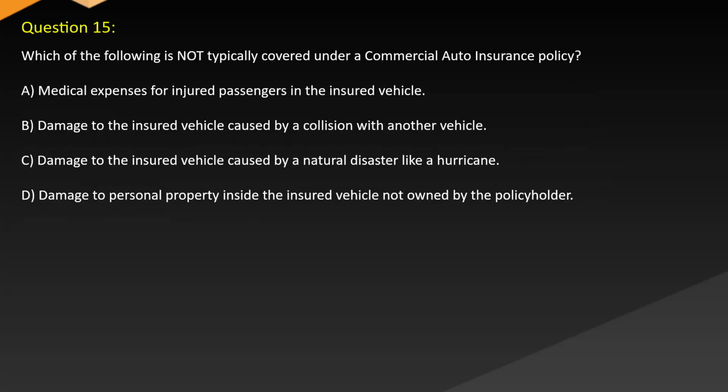Question 15. Which of the following is NOT typically covered under a commercial auto insurance policy? A. Medical expenses for injured passengers in the insured vehicle. B. Damage to the insured vehicle caused by a collision with another vehicle. C. Damage to the insured vehicle caused by a natural disaster like a hurricane. D. Damage to personal property inside the insured vehicle not owned by the policyholder.